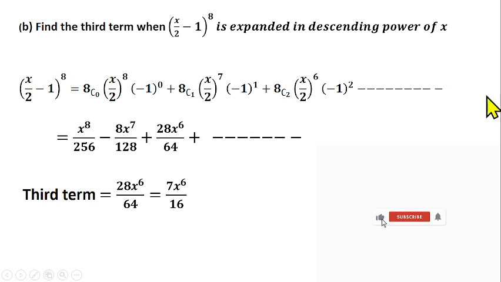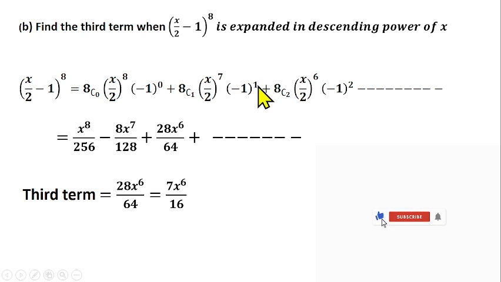So it continues, but since we are asked to find the third term, we don't need to do everything. So this is the first term, the second, and the third term. So you can simplify this further. 8 combination 0 is 1. s raised to power 8 over 2 raised to power 8 is 256, multiplied by minus 1 raised to power 0 is 1. So that should give us s raised to power 8 over 256.